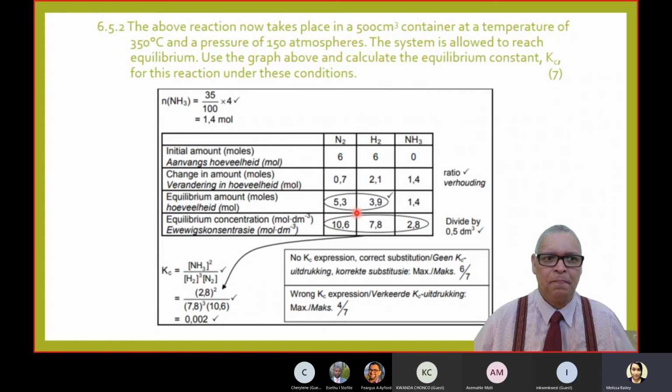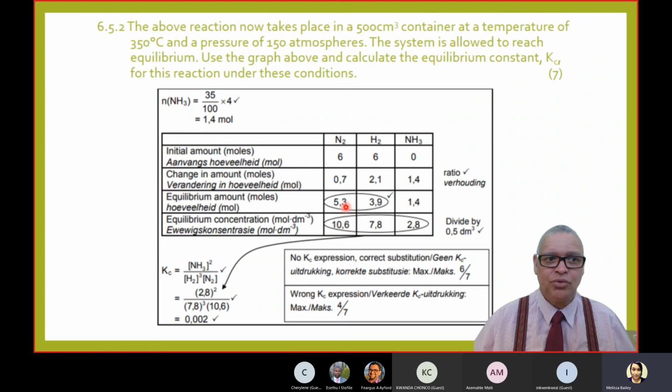What does that mean for us? Well, 6 minus 0,7. We say minus because this is a reactant, it's being used up. 6 minus 0,7 will give you 5,3. 6 minus 2,1 will give you 3,9. And so there we have these two important values here, which are now taken to form our concentration.